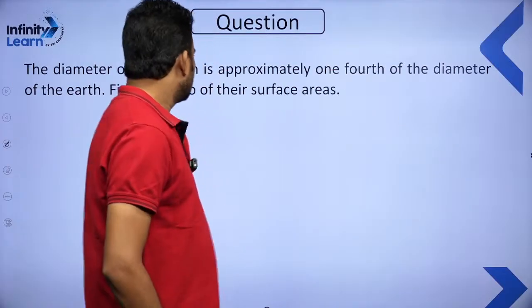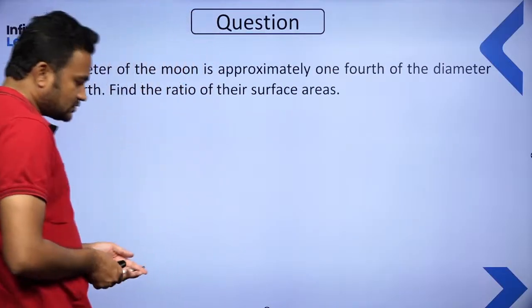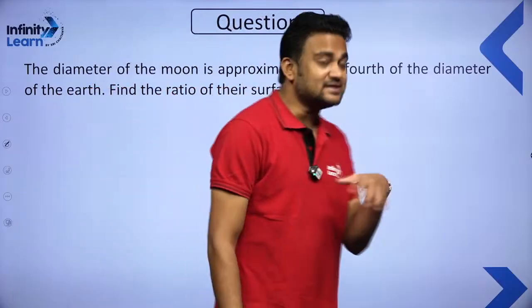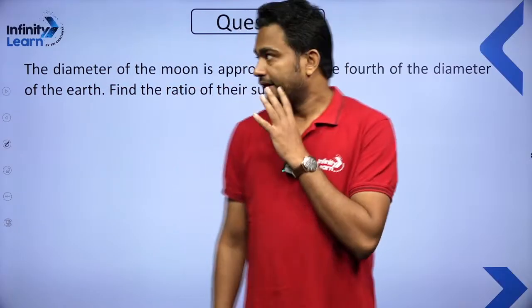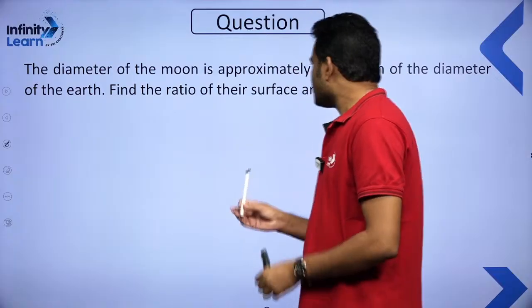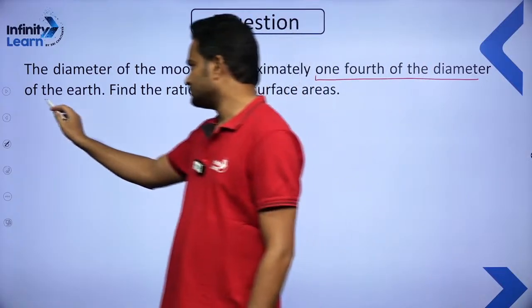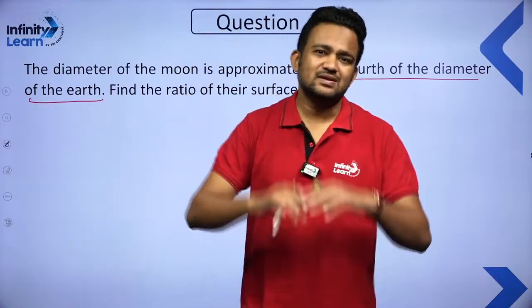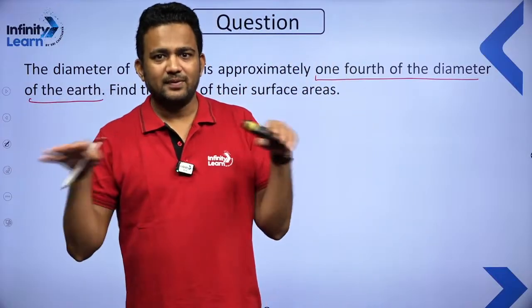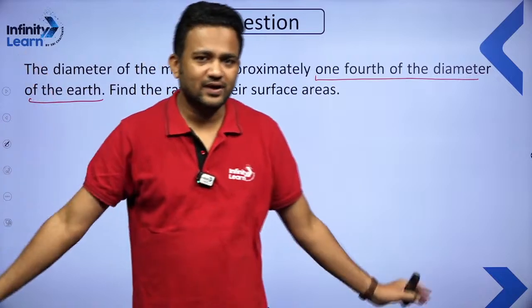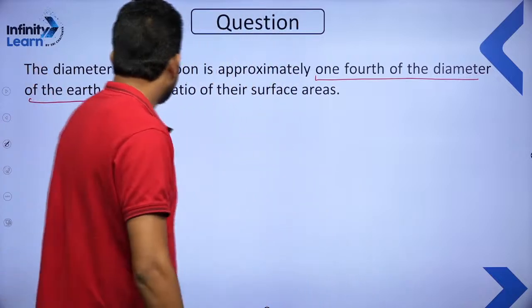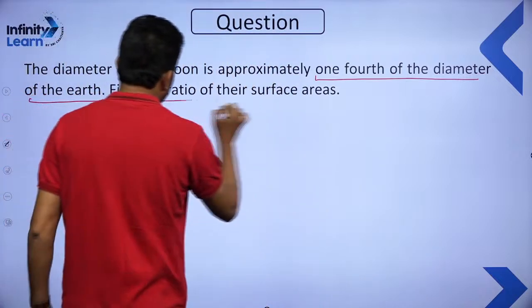Now the next question. Again, this is quite an important question and easy as well. The diameter of the moon is approximately 1/4 of the diameter of the earth. So obviously, the diameter of the earth is more than the diameter of the moon. Find the ratio of their surface area.